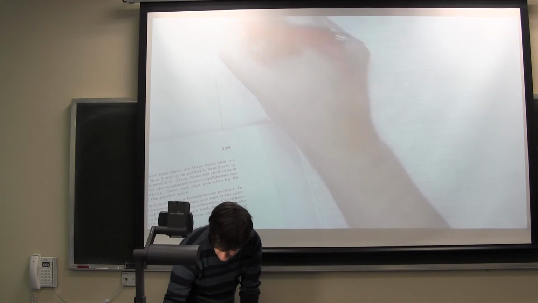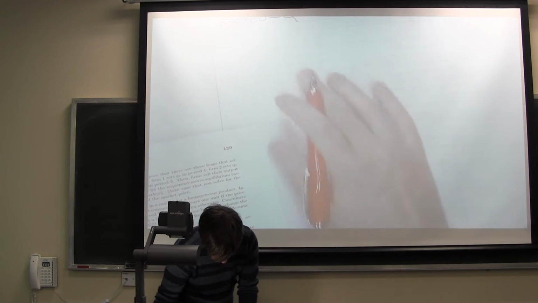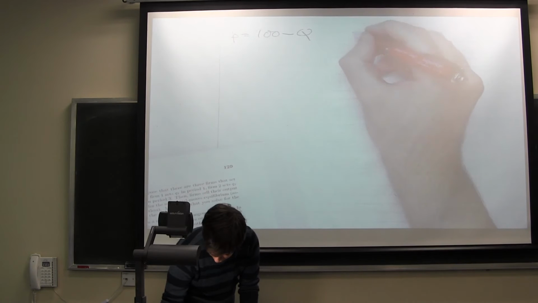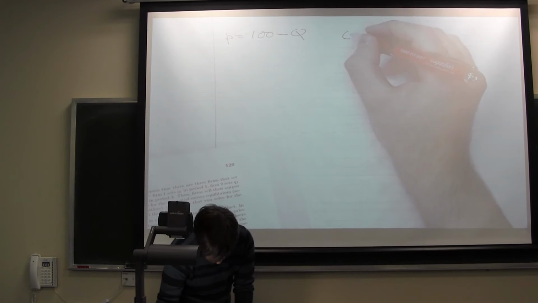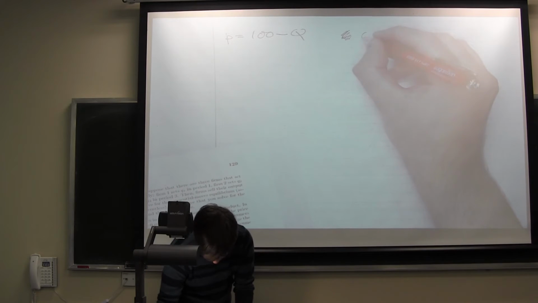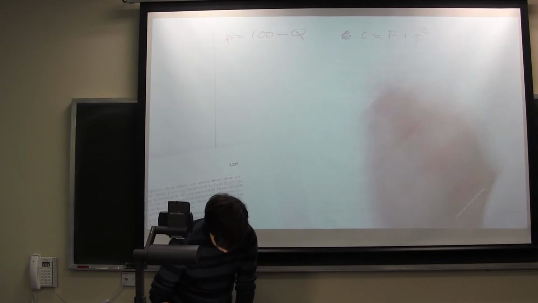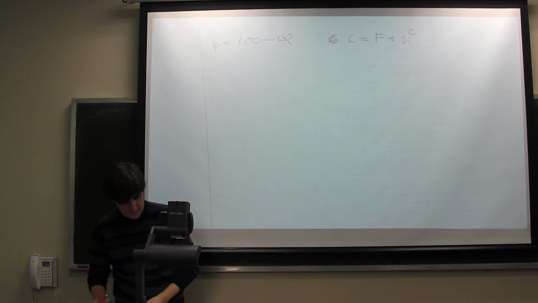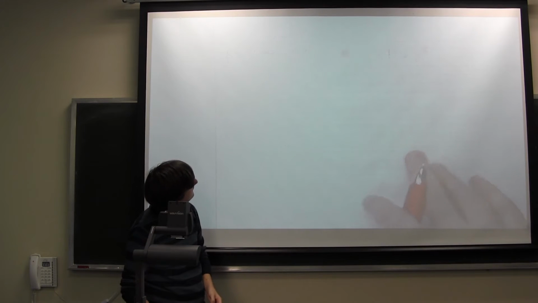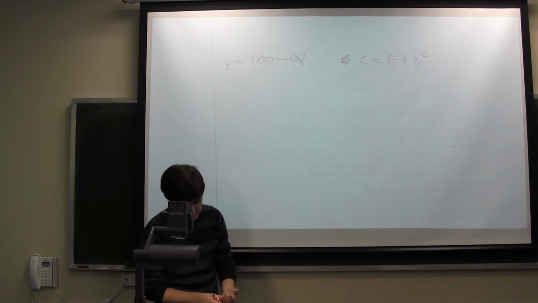So what have we got? So the price here is 100 minus Q. Okay, and the cost function C is F plus Q squared. So again it's a linear demand problem, but we don't have linear costs, which makes it a bit more exciting, I suppose.